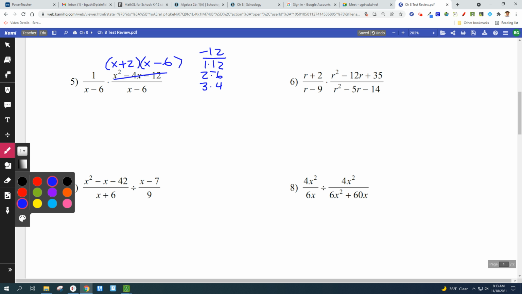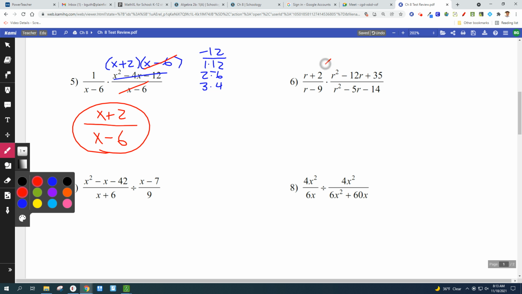Okay, so I can cancel out this x minus 6 with either one of the x minus 6. X minus 6 is on the bottom, but just one of them. You're still going to have one of them. So again, pay attention to what's on the top. What's on the top is 1 times x plus 2, which is just x plus 2. And what's on the bottom is that other x minus 6.